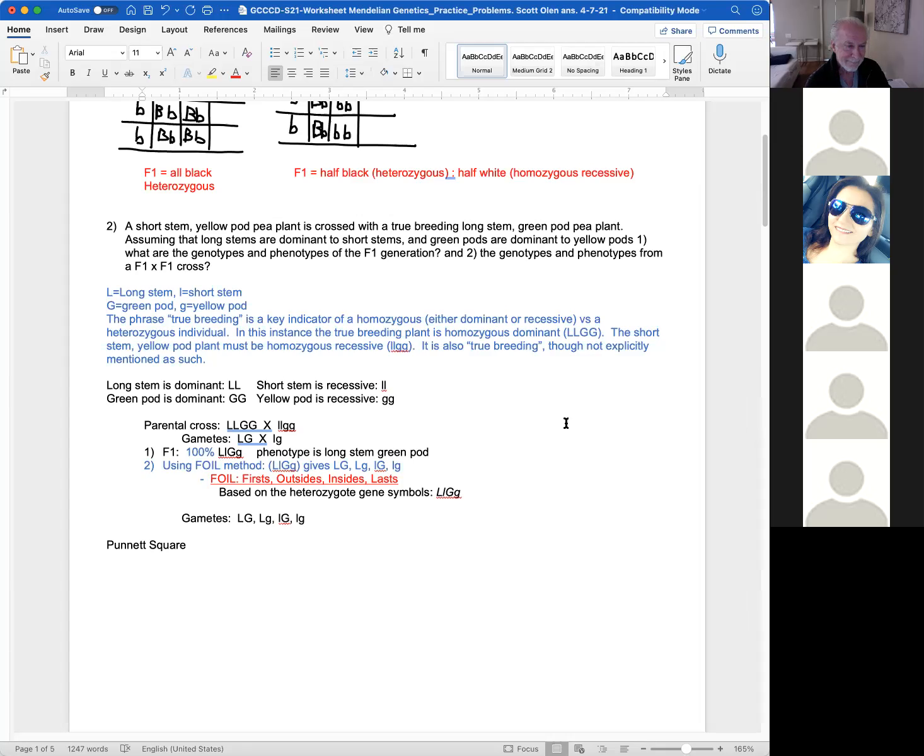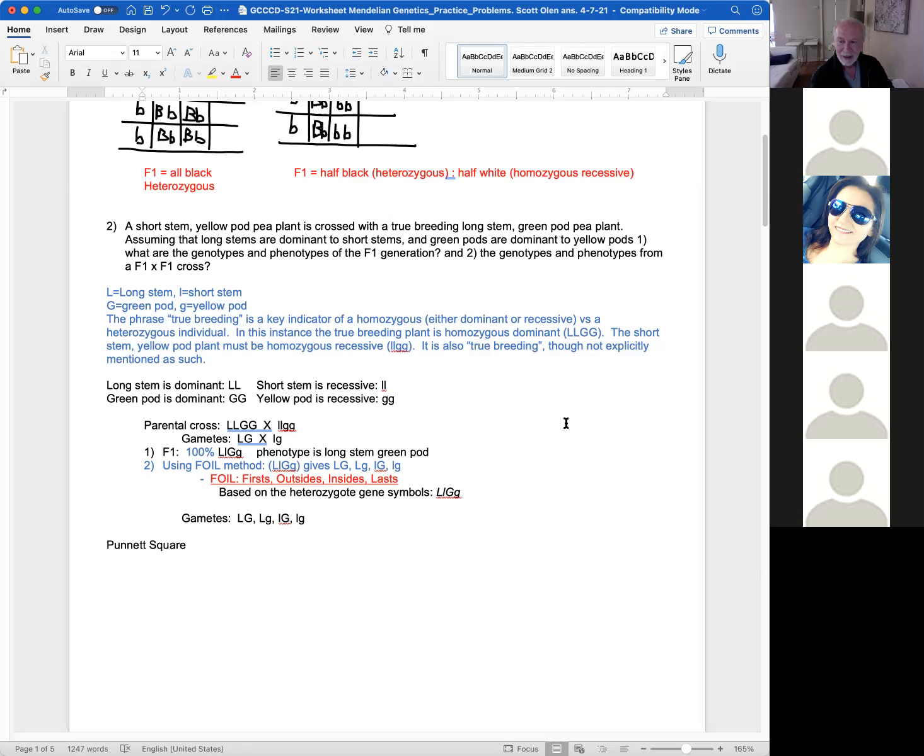It is also a true breeding plant, although it's not explicitly mentioned as such. We know that it's true breeding because we know that it must be homozygous at all loci. And in order to be short stem and yellow, it has to be little g, little l. So the problem doesn't come out and say that it's a true breeding short stem yellow, but you are supposed to be able to pick that out from looking at the genotype here.